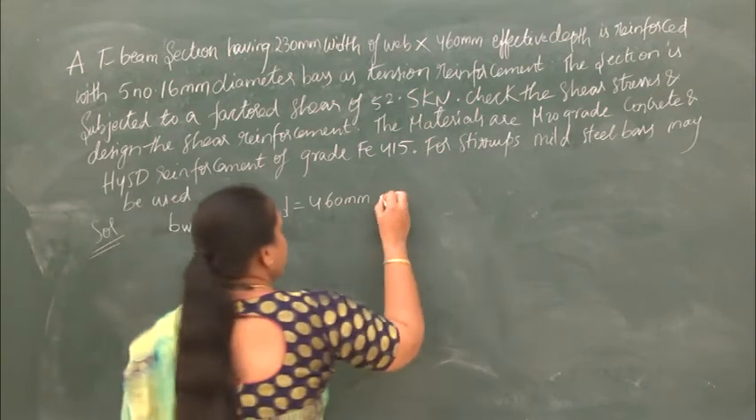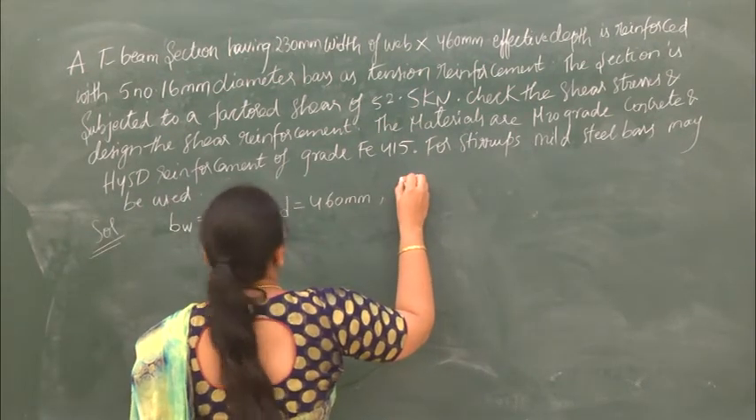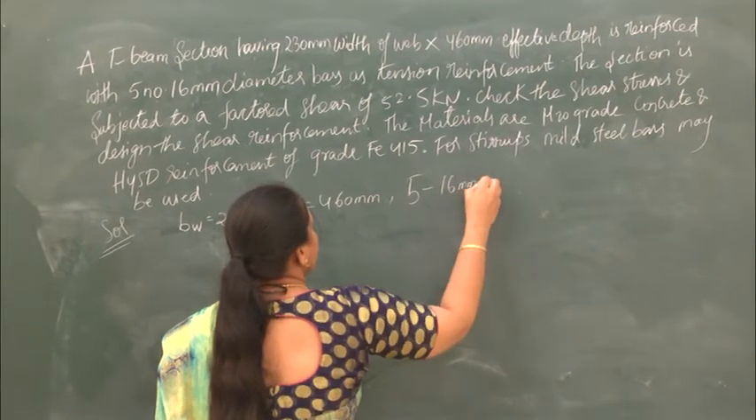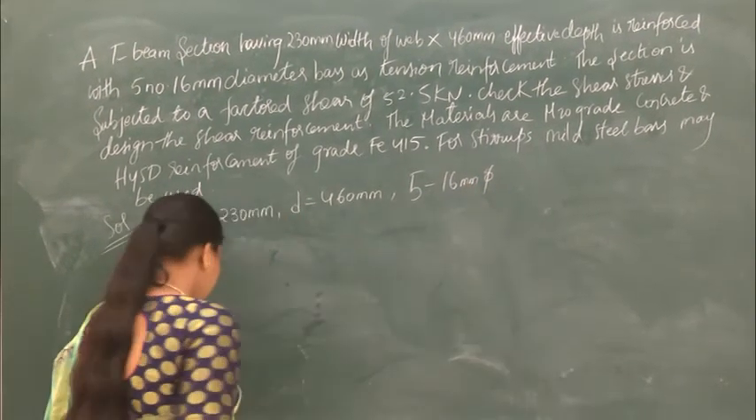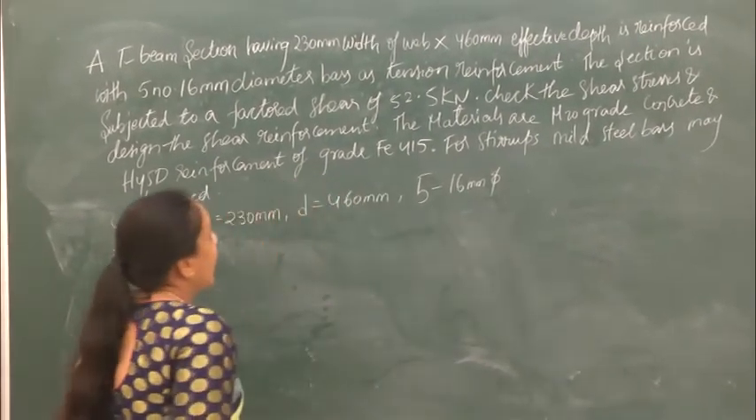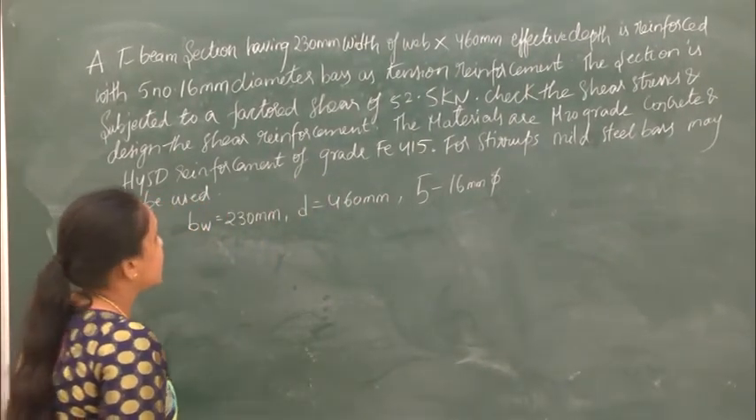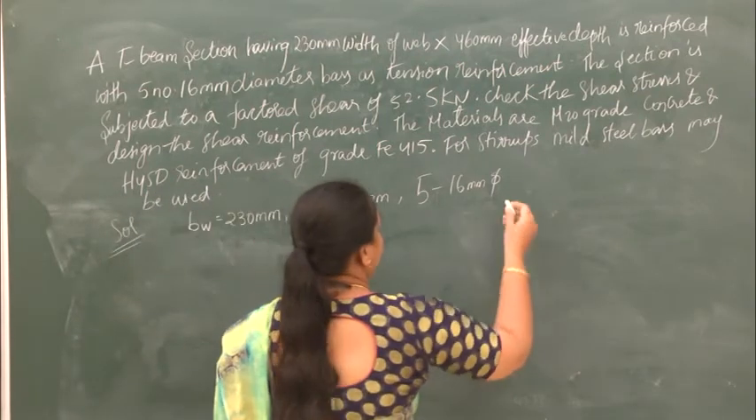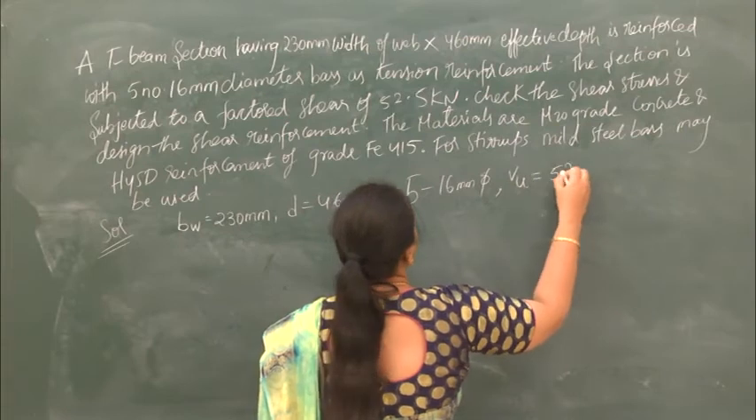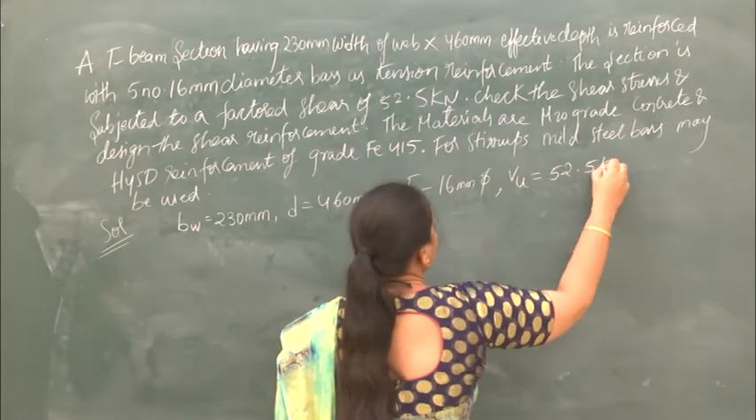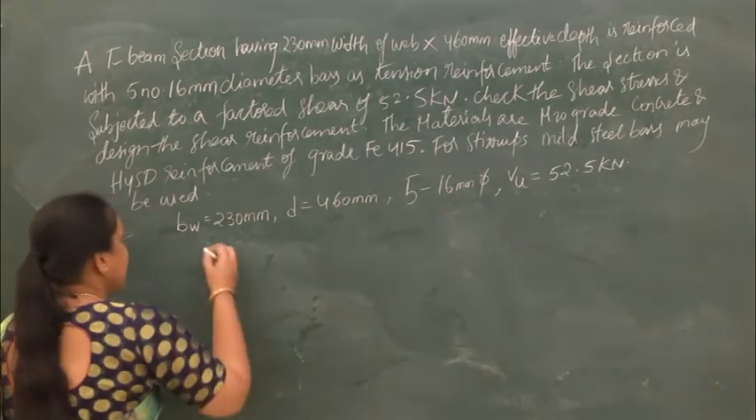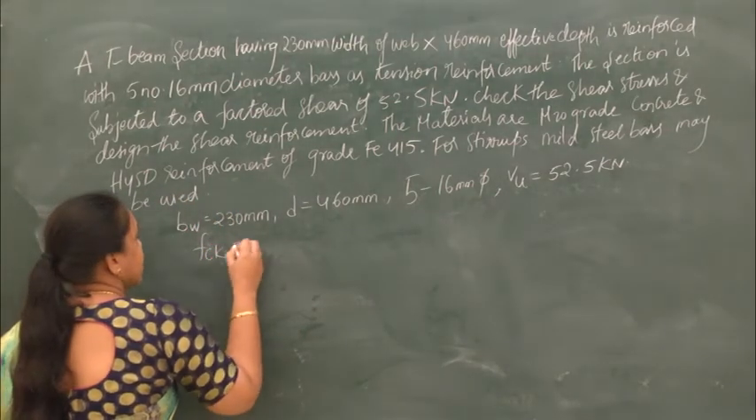And how many number of bars? 5 number of bars, and the diameter is 16 mm. Okay. And what is given? The factored shear, that is the value of Vu, is given. How much is the value of Vu? It is 52.5 kilonewton.